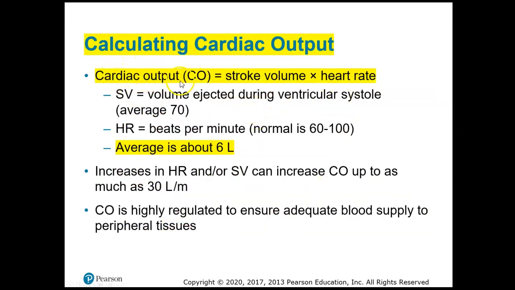So if we want to calculate cardiac output, because it is a calculation, we have to know the stroke volume and the heart rate. The stroke volume average is about 70 milliliters. And then the heart rate average is 60 to 100 beats per minute. So average cardiac output is about 6 liters per minute.